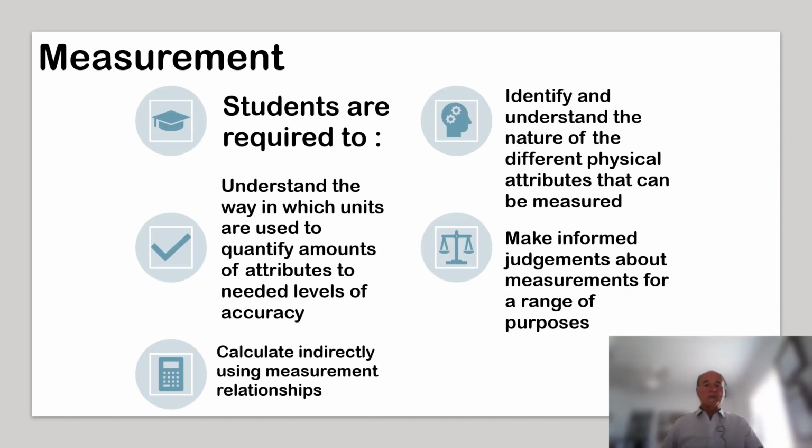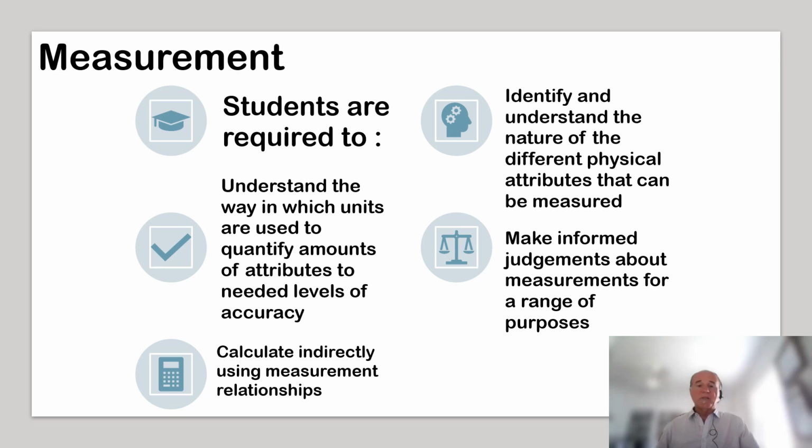So what is it that students are required to do in measurement? Well, first of all, they have to understand the ways that units are used to quantify amounts, and they have to choose the units they're going to need for their required level of accuracy. So if we're going to be measuring something that's 3 kilometers long, are we going to be measuring it using millimeters, centimeters, decimeters, meters, or kilometres themselves? What is the unit we're going to need to use to quantify that amount? We need to be able to calculate indirectly, using those relationships of measurement that we already know exist, for example, between metres and centimetres and millimetres.